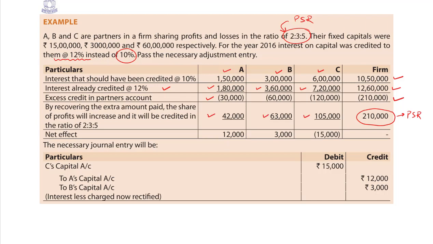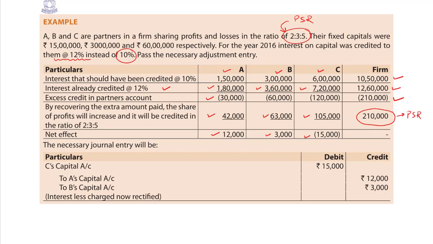This is profit. So we need to give profit of 42,000 to A and we need to take back 30,000 of excess interest given. So the net effect is 12,000 should be given to Mr. A. 3,000 is to be given to B and 15,000 is to be taken back from C.